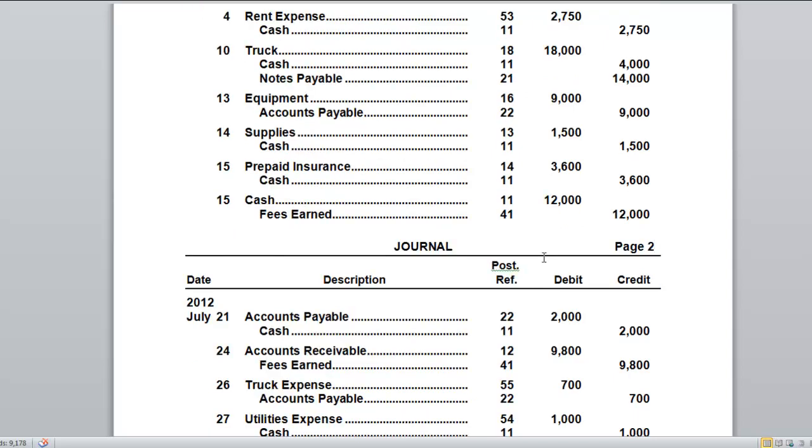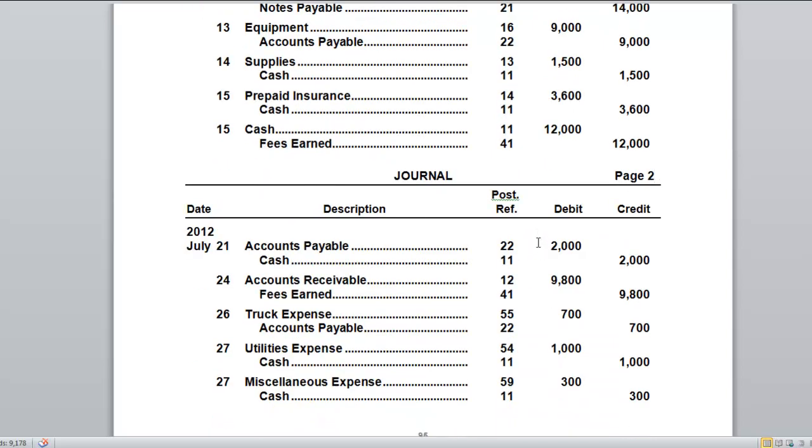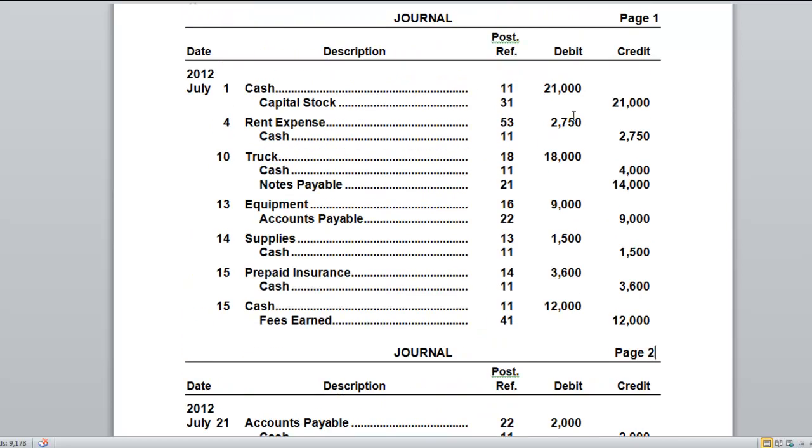Now, once we're completely finished with this, at some point we would determine that it's necessary to post these to the ledger, because right now all we have is like a diary form, right? Well, we want to be able to look and say, hey, how much cash do we have? What is the amount that we owe people in terms of notes payable? How much equipment do we have? How much supplies do we have? The journal does not provide us with that information. It's not structured in a way that is useful if that's what we're looking for.